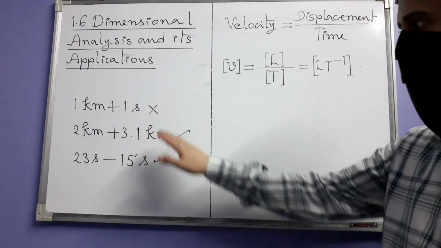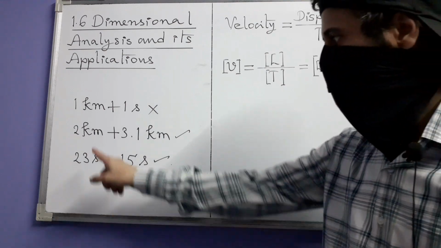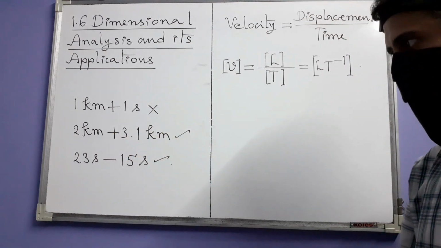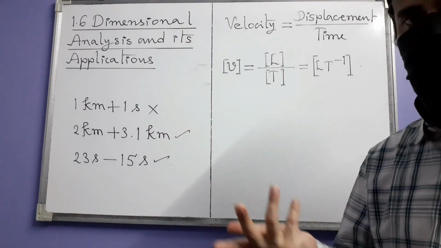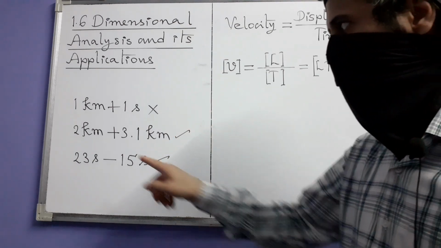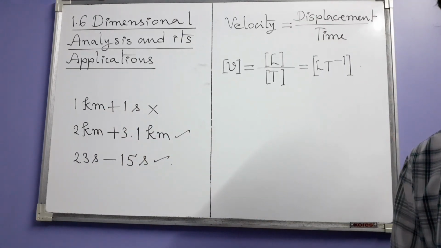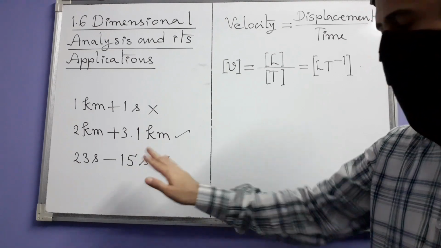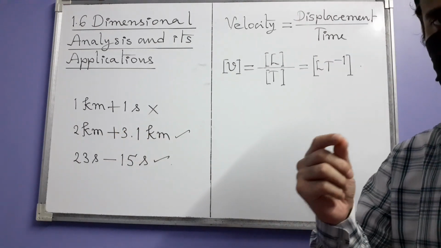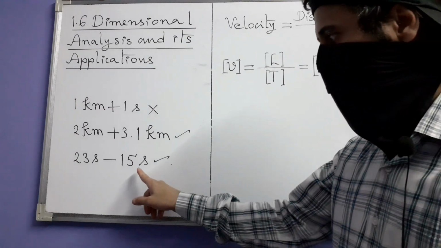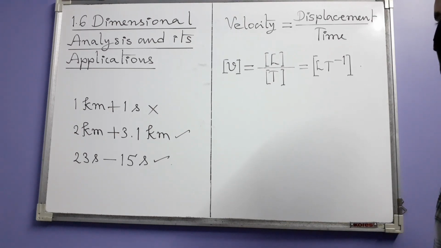Let's start our discussion with these three expressions: 1 kilometer plus 1 second, 2 kilometer plus 3.1 kilometer, 23 second minus 15 second. You can clearly see that the first one does not make any sense. It is meaningless. It does not make sense to add distance and time. We do not get anything physically meaningful by doing so. But of course, these two expressions make sense. You can add two distances provided the units are the same. You can also subtract one time from another time provided the units are the same.